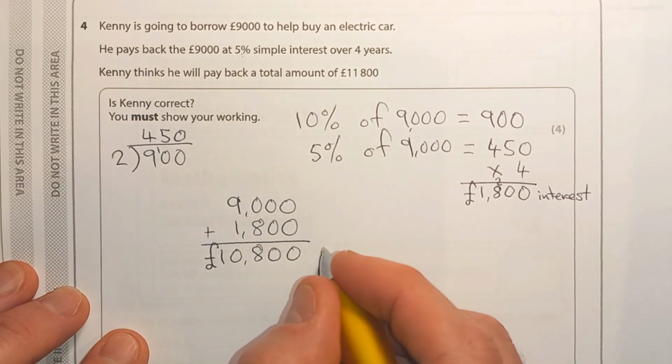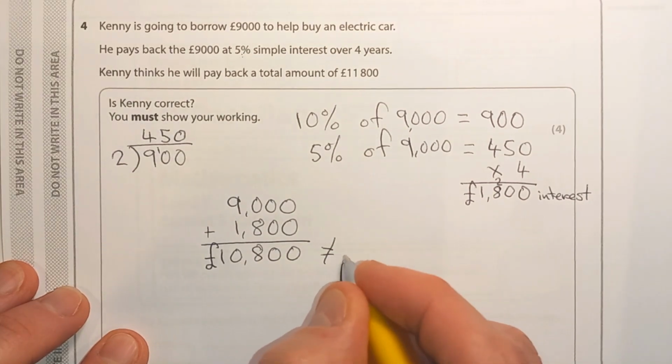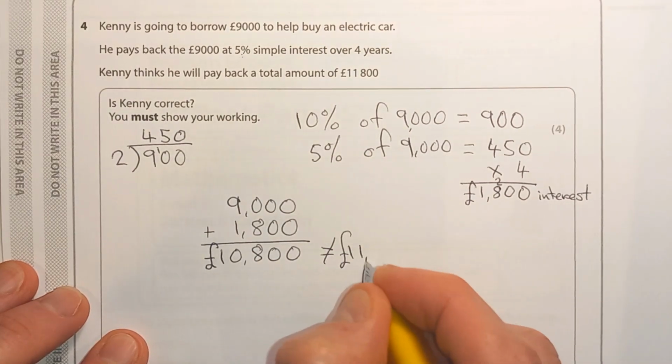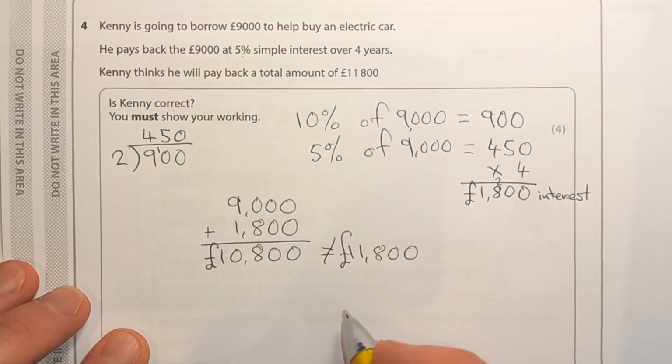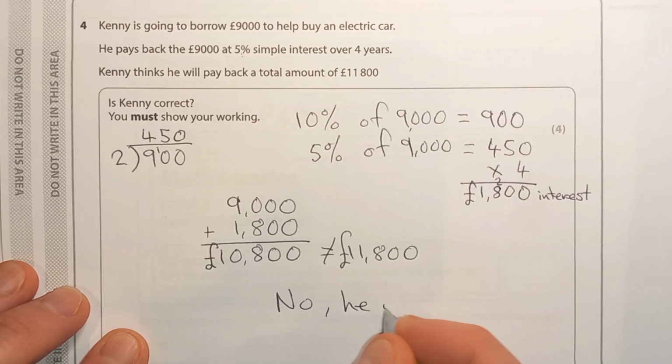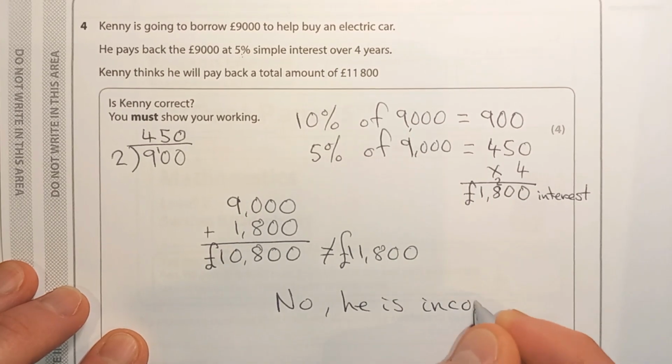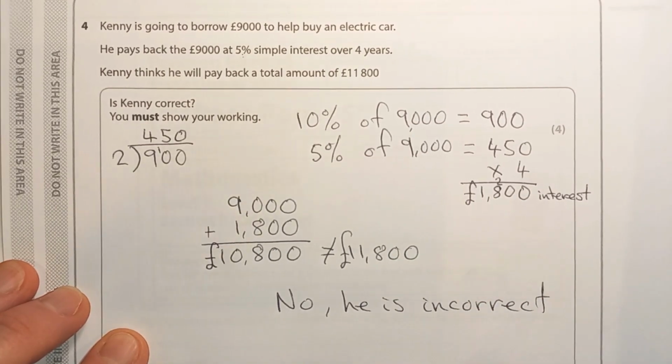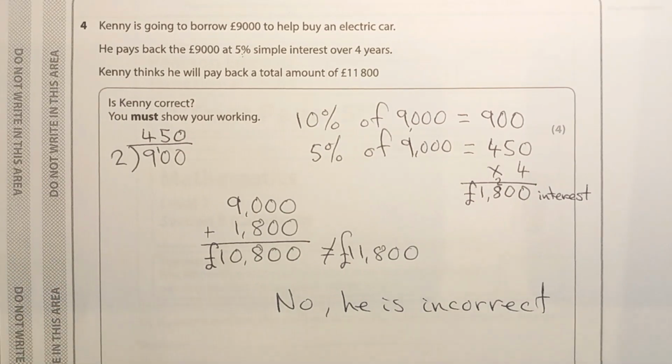Well, that is not equal to £11,800. So is Kenny correct? No. He is incorrect. And that's the end of the non-calculator section.